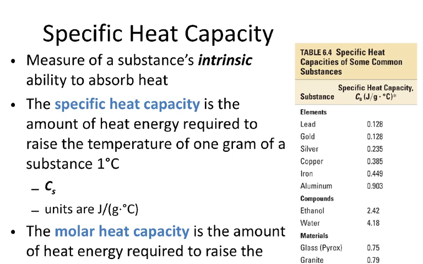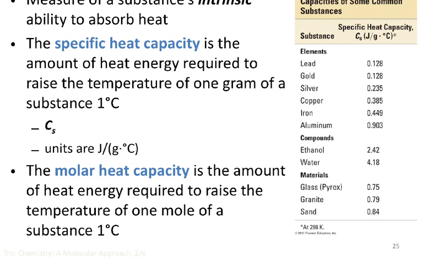Specific heat capacity is the measure of a substance's intrinsic ability to absorb heat. It's defined as the amount of heat energy required to raise the temperature of 1 gram of a substance 1 degree Celsius. And what we use for it is C sub S, and the units are joules per gram degree Celsius. Sometimes you'll run across molar heat capacity. That's the amount of heat required to raise the temperature of 1 mole of a substance 1 degree Celsius. And those units would be joules per mole degree Celsius.